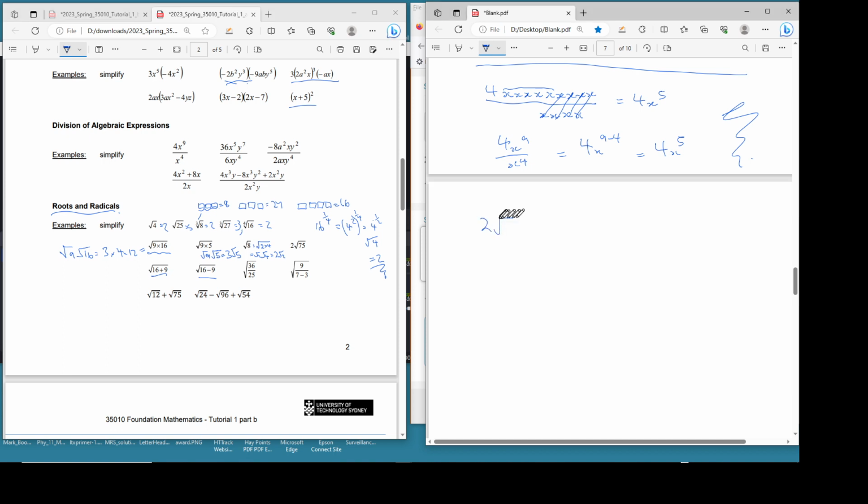So 2 root 75 is 2 root 25 times 3, which is 2 root 25 root 3. And this one here becomes 5, so we get 10 root 3. Now you can put them into Wolfram. Put that into Wolfram and see what you get. My point to you is you can explore now. You've got the tools. You've got the tools, you can explore. Okay, so you've really got no reason not to do these well.